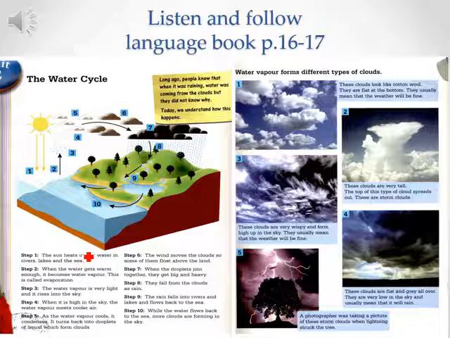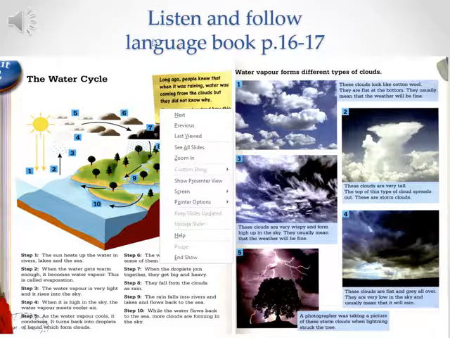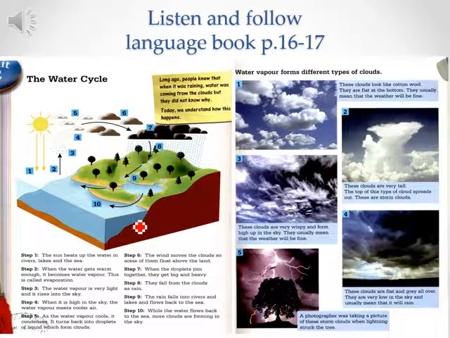Step 4. When it is high in the sky, the water vapor meets cooler air. Step 5. As the water vapor cools, it condenses. It turns back into droplets of liquid which form clouds. Step 6. The wind moves the clouds, so some of them float above the land. Step 7. When the droplets join together, they get big and heavy.